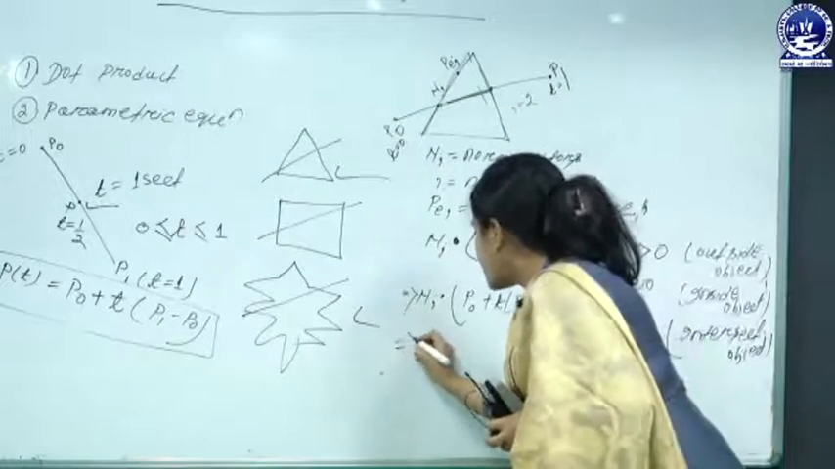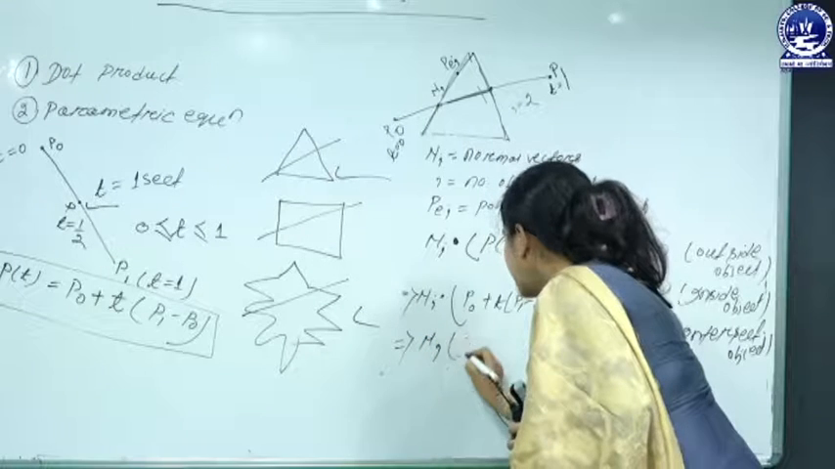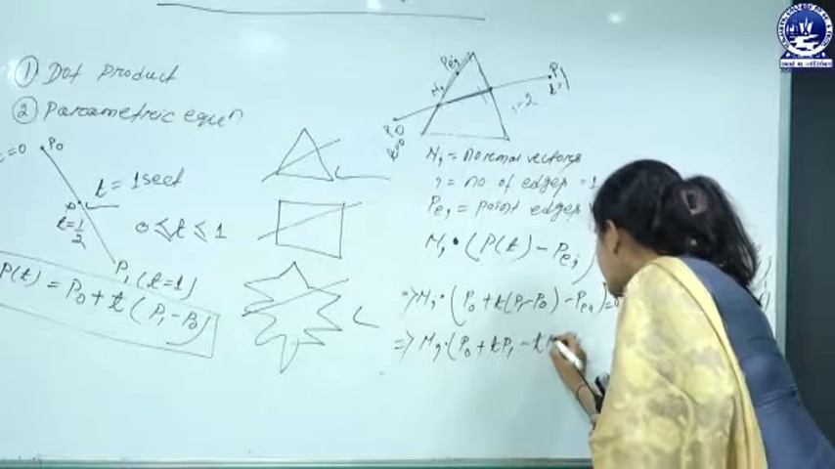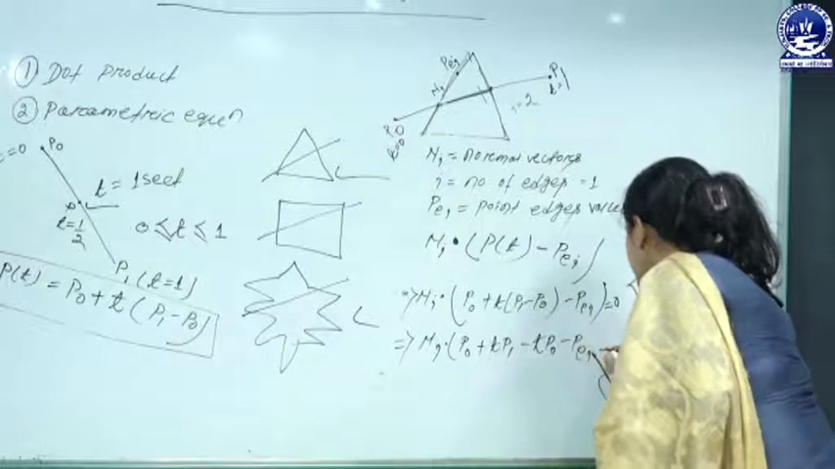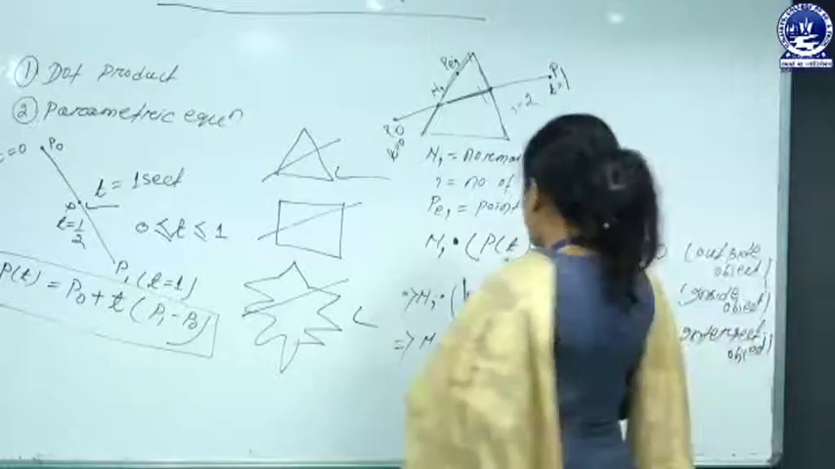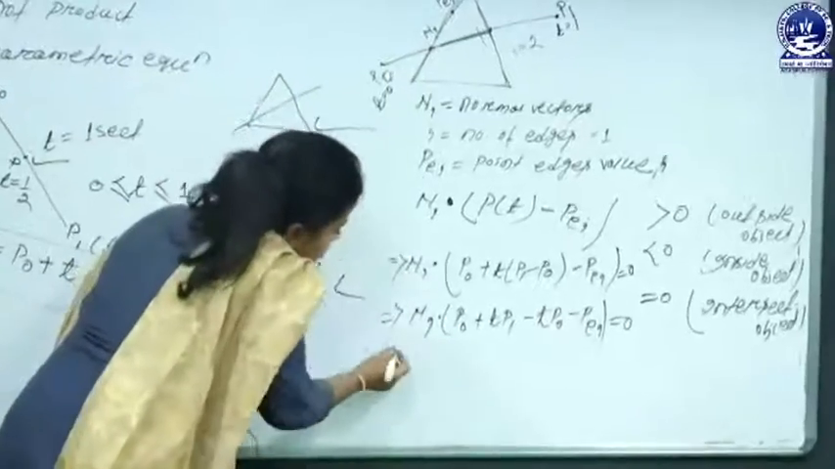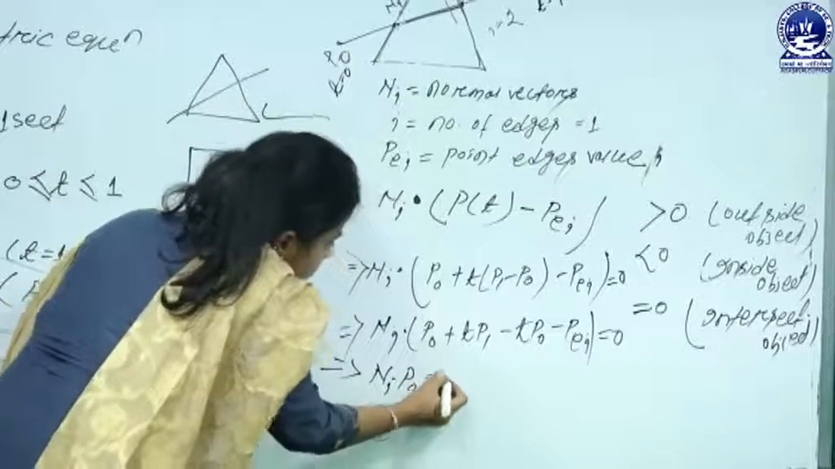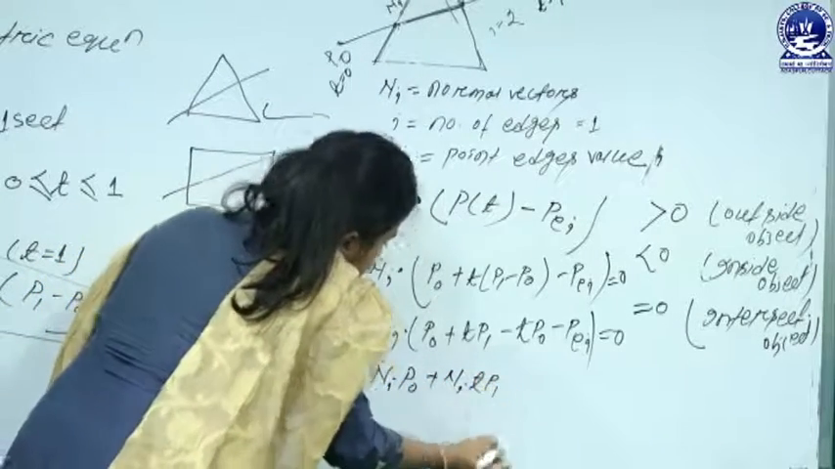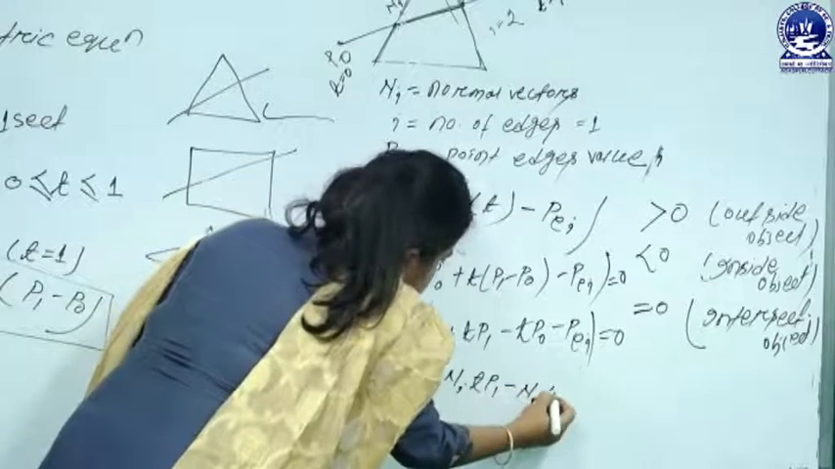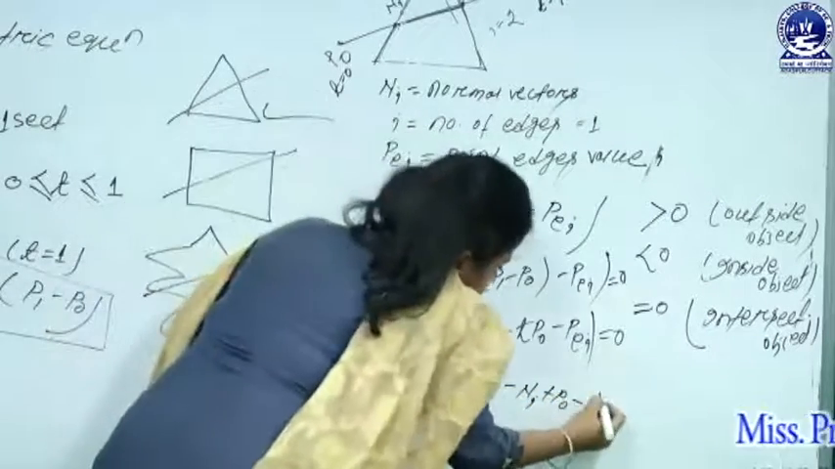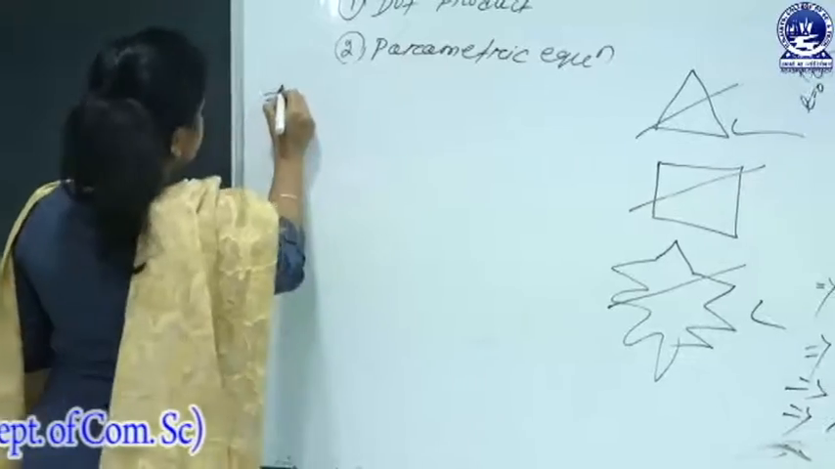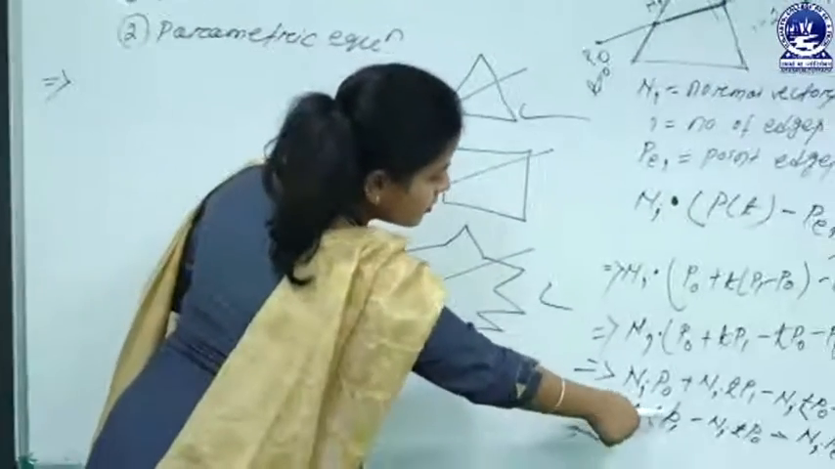Now solve this expression. The equation becomes Ni · (P0 + t(P1 − P0) − P(Ei)) = 0. After performing the dot product, the equation becomes Ni·P0 + Ni·t·P1 − Ni·t·P0 − Ni·P(Ei) = 0.